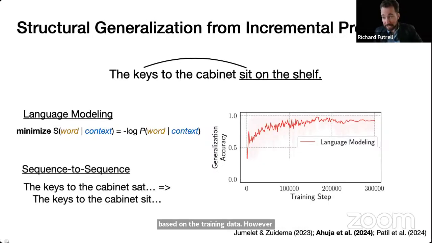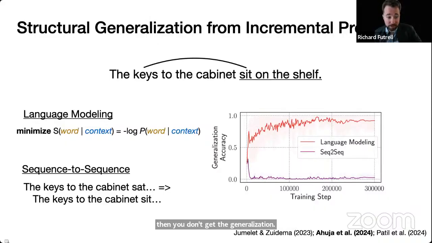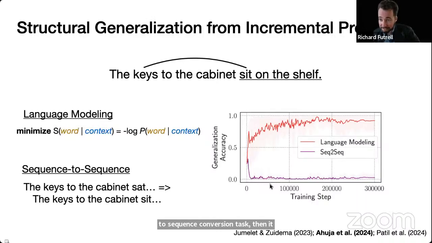However, if you train on anything else, like if you train a neural network to convert one sequence to another, say, to convert a past tense sentence into a present tense sentence, then you don't get the generalization. You get zero accuracy. What this means is that when you're training the neural network to do this sequence to sequence conversion task, it is inflecting the verb to depend on the adjacent noun instead of the syntactic subject noun. So it looks like only when you are doing actual language modeling do you get the right structural generalizations in a language model. And when you're doing something else, you don't get them.